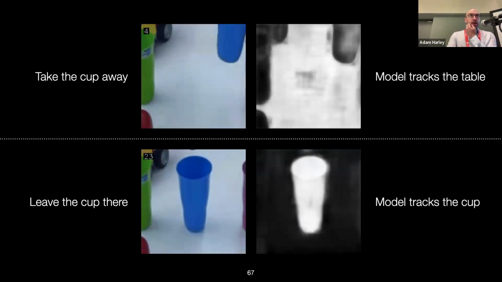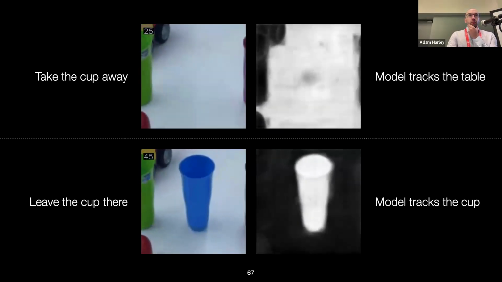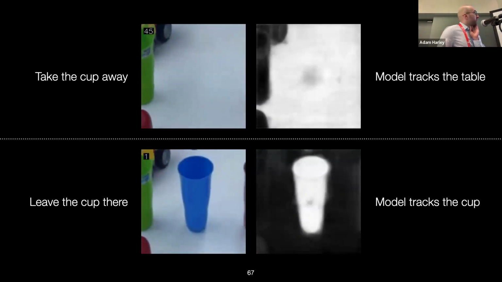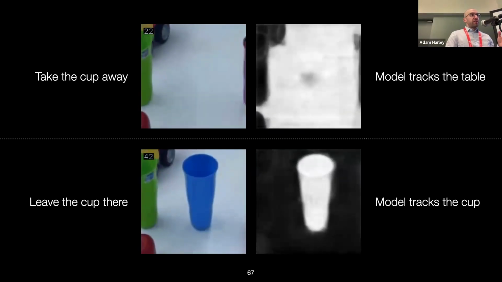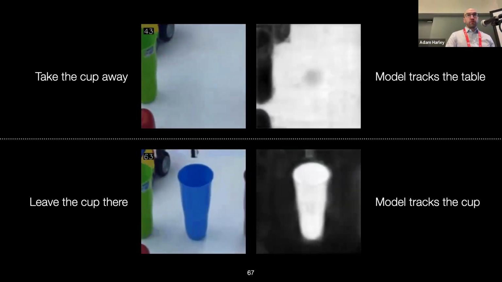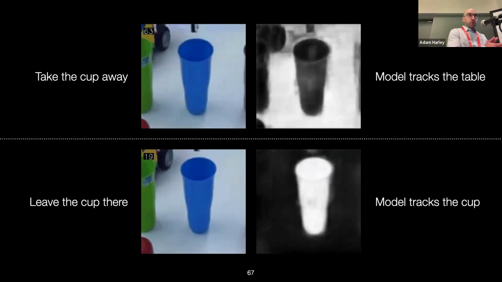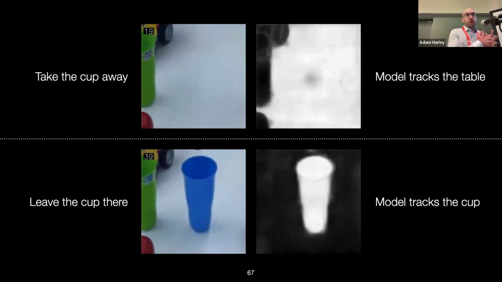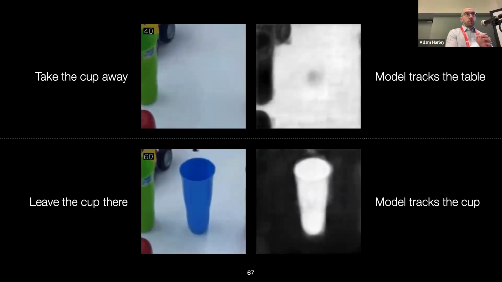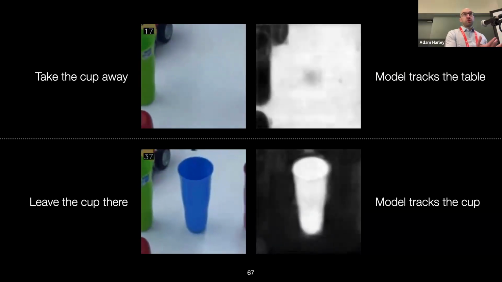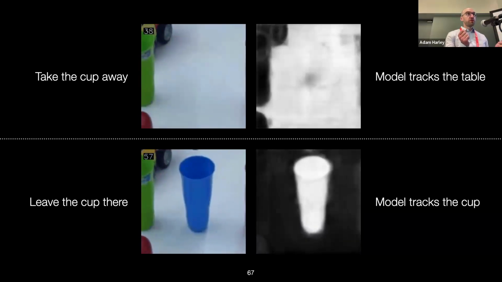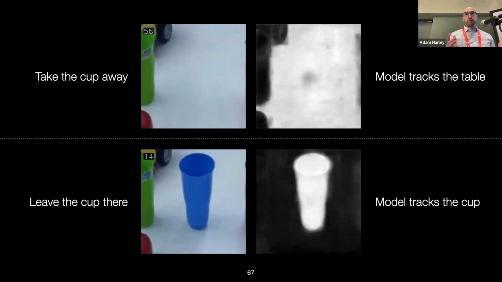So we can test that, like see if that's true, by manipulating the video. So here now I have a version on the top where the cup is taken away and another version where the cup stays put. And the prompts and the starting frame are the same in both of these videos. And sure enough, if the cup stays there, the model infers it's supposed to be tracking the cup. Well, if the cup leaves, it decides, oh, I'm supposed to be tracking the table.